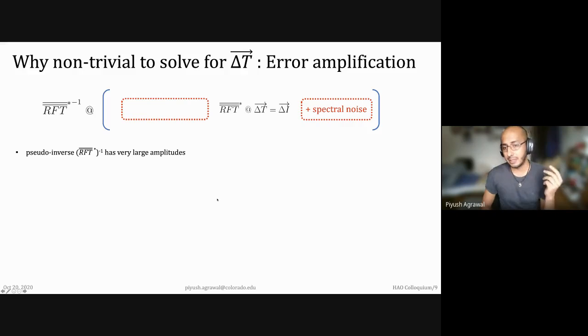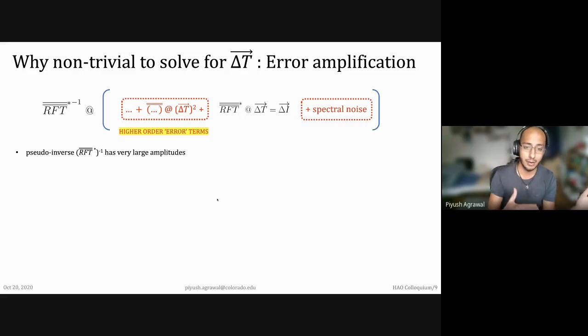The first error source is the noise in the spectra. The second term that acts as an error in the system is the higher order terms that you have missed out. So this response function is basically a definition; it's actually an approximation. It's the first order approximation.